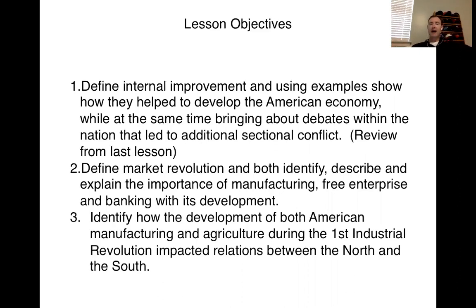And then thirdly, identify how the development of both American manufacturing and agriculture during the first industrial revolution impacted relations between the North and the South, because this is going to be an ongoing thing that we continue to see as we move closer to the American Civil War, and of course, even to an extent afterwards.